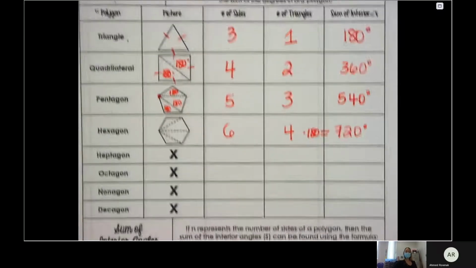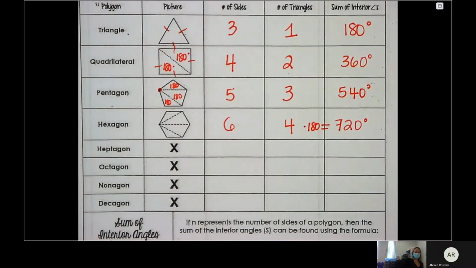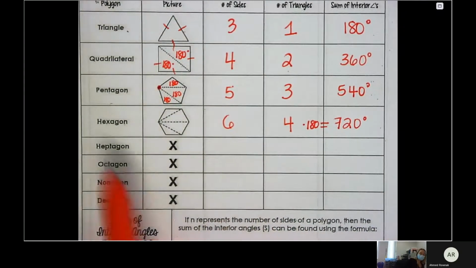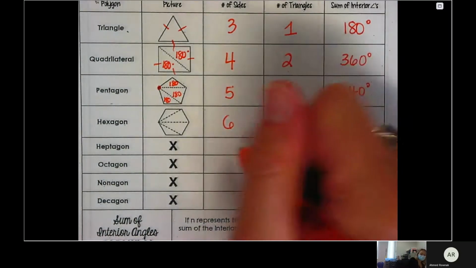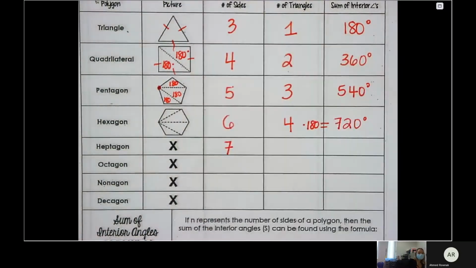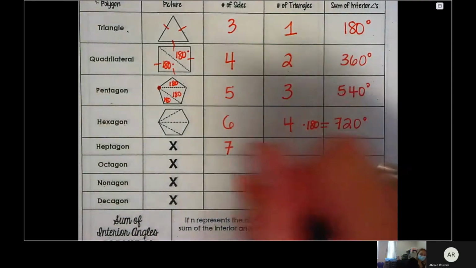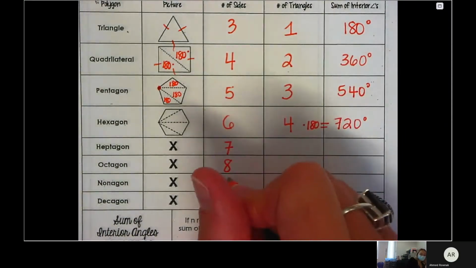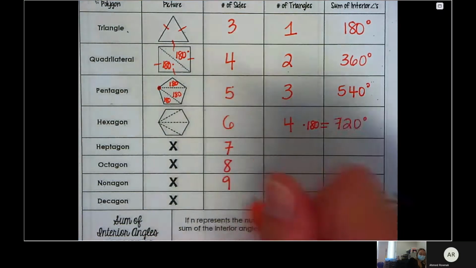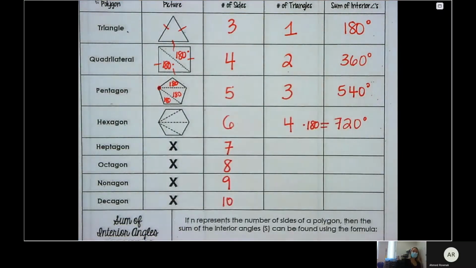Okay, so I would like you to finish up this chart. I'll tell you this. There's no pictures here, but a heptagon has how many sides? 7. An octagon has how many sides? Nonagon is 9. Decagon is 10. I'm hoping you're noticing a pattern. Take a second, see if you can fill out those last few pieces of the chart there. Just take a second, try. See if we get the same answer.